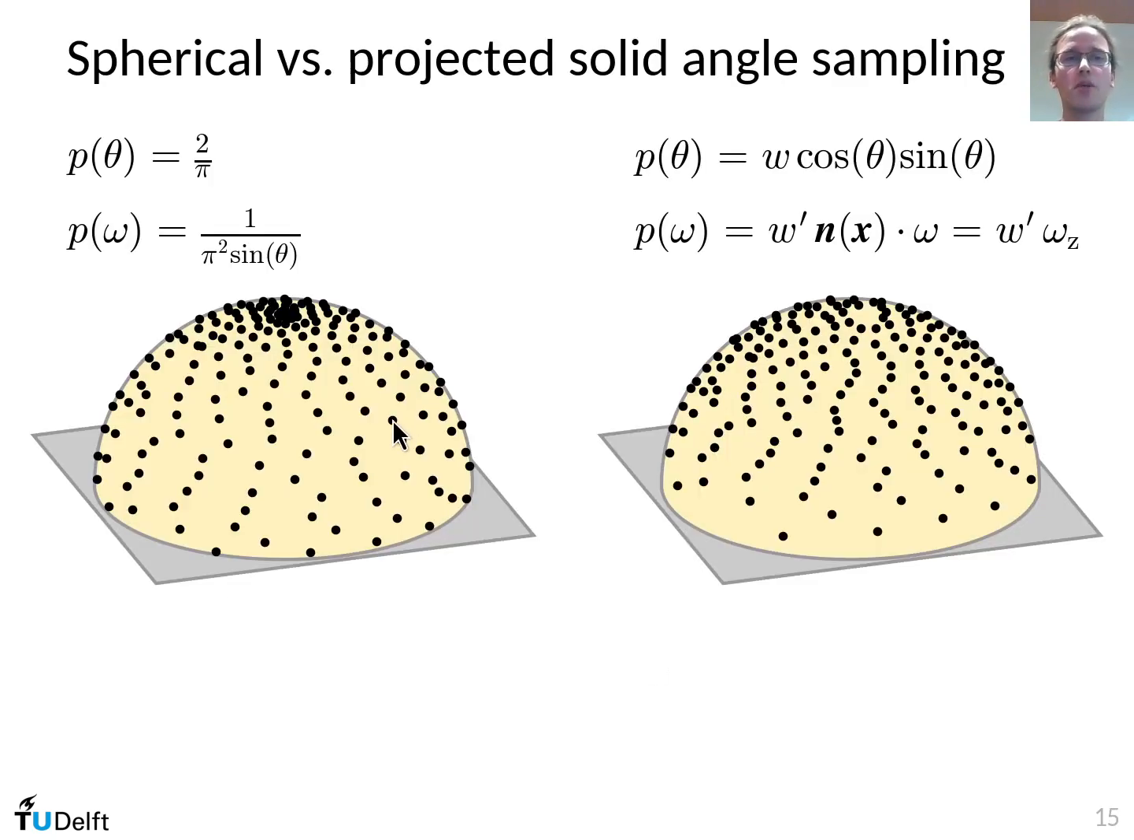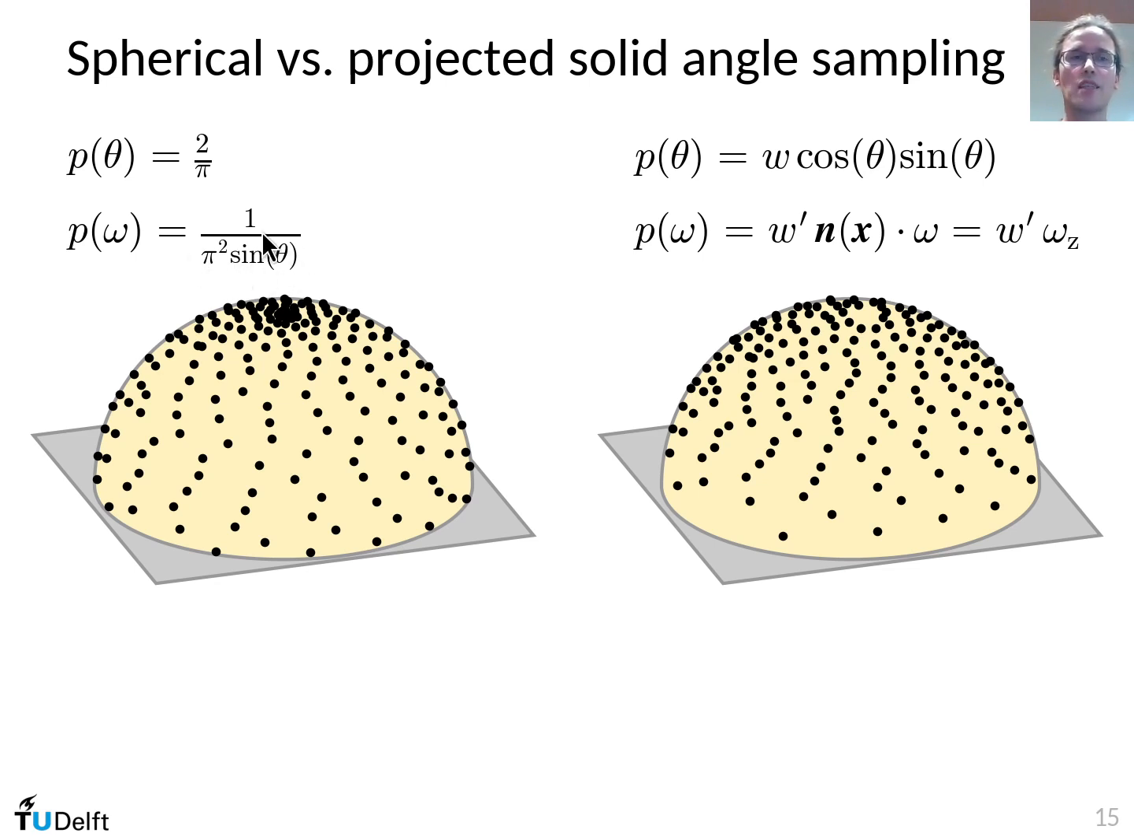So let's think about what we did last week. Last week we were generating the inclination angle theta uniformly at random with a density of 2 over pi. And that means that the density that we got in terms of the direction vectors was 1 over pi squared times sine of theta.